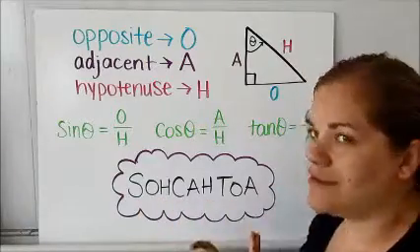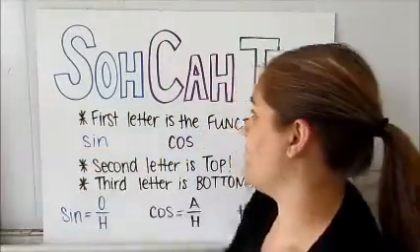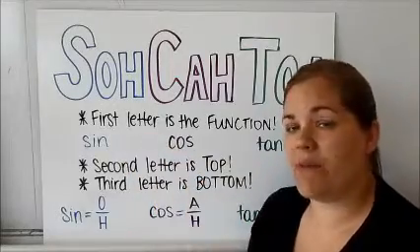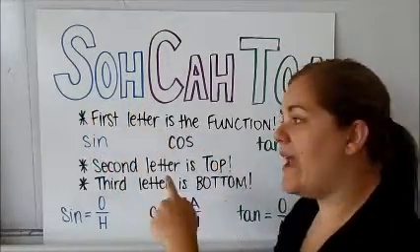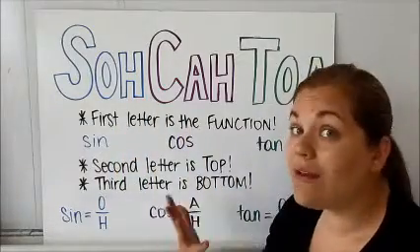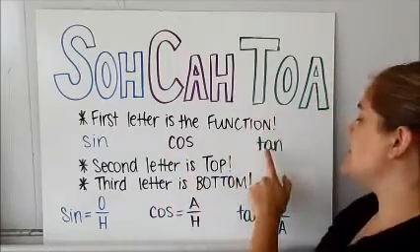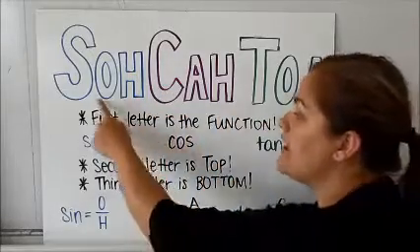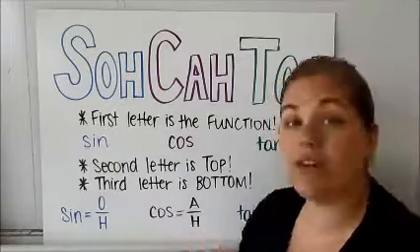SOHCAHTOA. Let's look a little bit more at that. How did we get SOHCAHTOA from sine, cosine, tangent? The first letter in SOHCAHTOA, so we're going to break it into 3 parts. The first letter of each part is the function. So, S-O-H, that S stands for sine. The second part is C-A-H, C stands for cosine, and then TOA, T stands for tangent. So sine, cosine, tangent. So then after that first letter, the second letter is what goes on top of that fraction, and the third letter is what goes on the bottom.